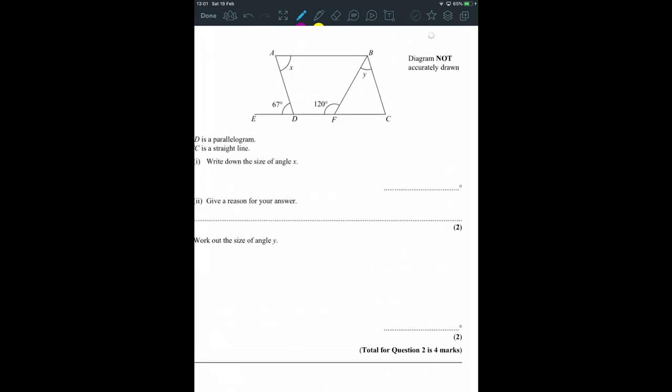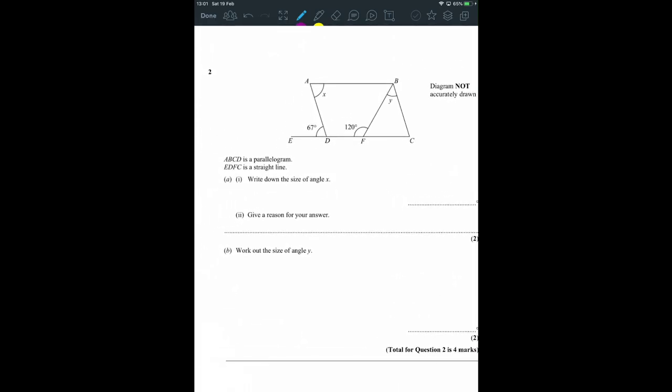Question 2. Now, although it doesn't have it drawn in the picture, we've been told in the question that this is a parallelogram. So we've got a couple of parallel sides. I'm reminding myself as I'm starting to read the question that the F angles, the corresponding, are equal. The Z angles, the alternate, are equal. And the C shape, the co-interior, add up to 180. Write down the size of angle Z.